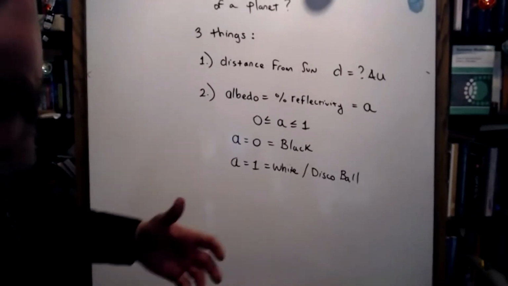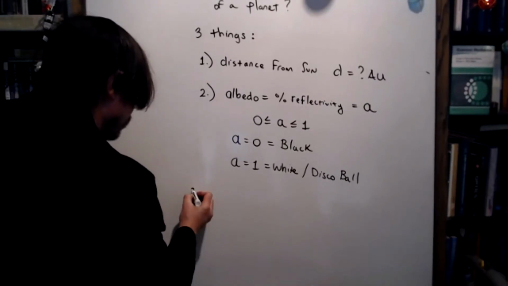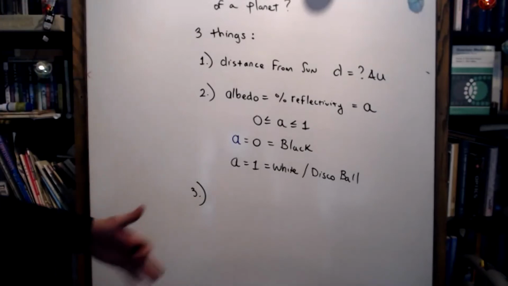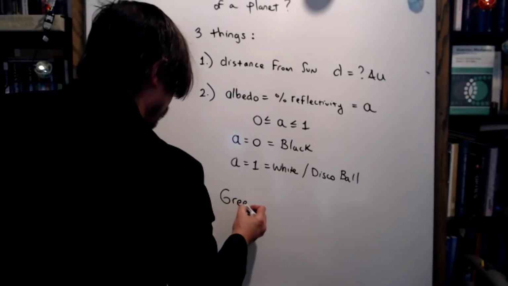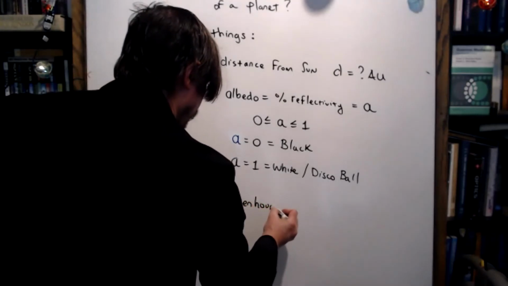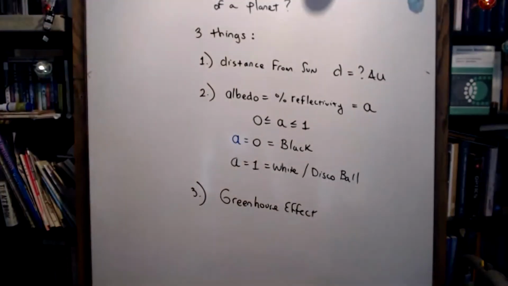The third factor is actually the greenhouse effect. And we're going to subtract that out in just a moment, but the point is, tropospheres are heated from below by the greenhouse effect. And the greenhouse effect is where infrared is absorbed by greenhouse gases.